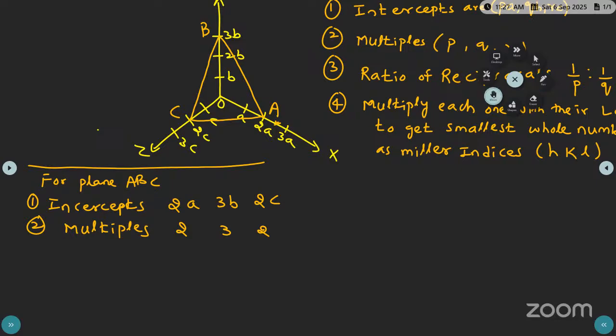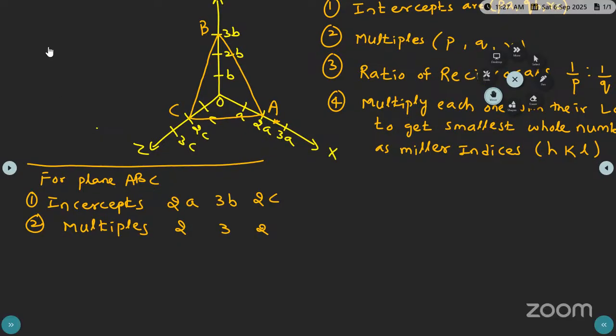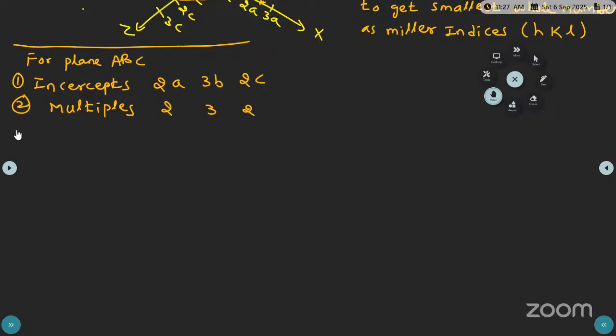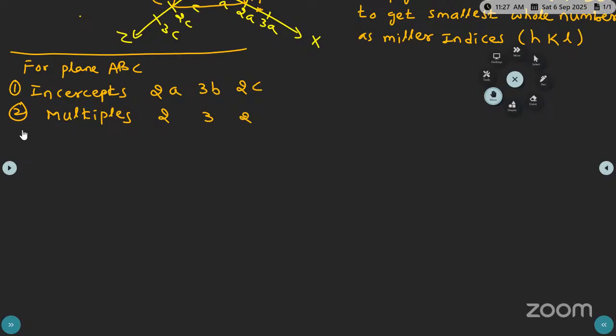For this particular plane, we are finding the Miller indices as per the procedure. Intercepts are 2A, 3B, 2C on the X, Y, Z axis respectively, and the corresponding multiples in terms of the lattice parameters are 2, 3, 2. Next, what do you have to do? Reciprocals. What are the reciprocals? 1 by 2, 1 by 3, 1 by 2.